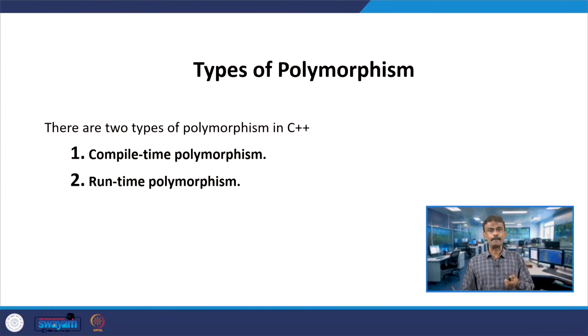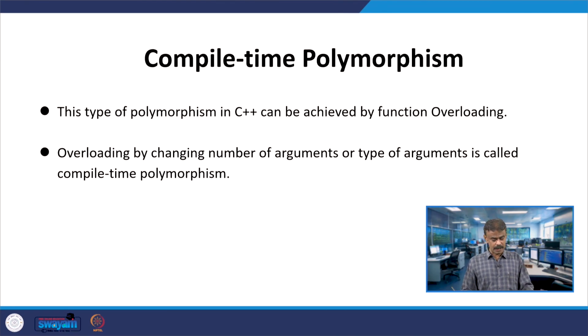What do we mean by compile time polymorphism? Compile time polymorphism, in C++ or even in Java, can be achieved through the concept called function overloading. What do we mean by overloading? Suppose in one maximum function I find the maximum of 2 numbers, and in another I find the maximum of 3 numbers. In one case I am using 2 arguments and in another 3 arguments. So it is based on changing the number of arguments.